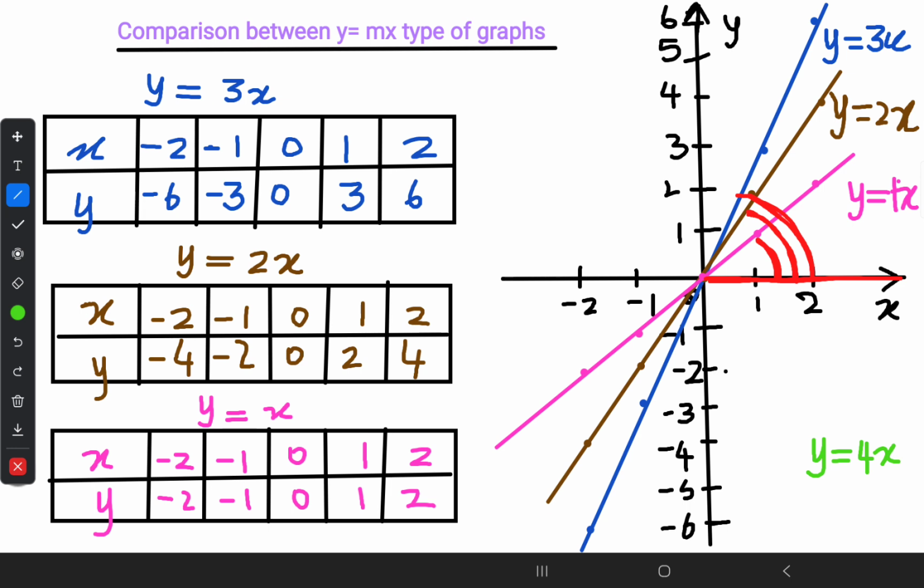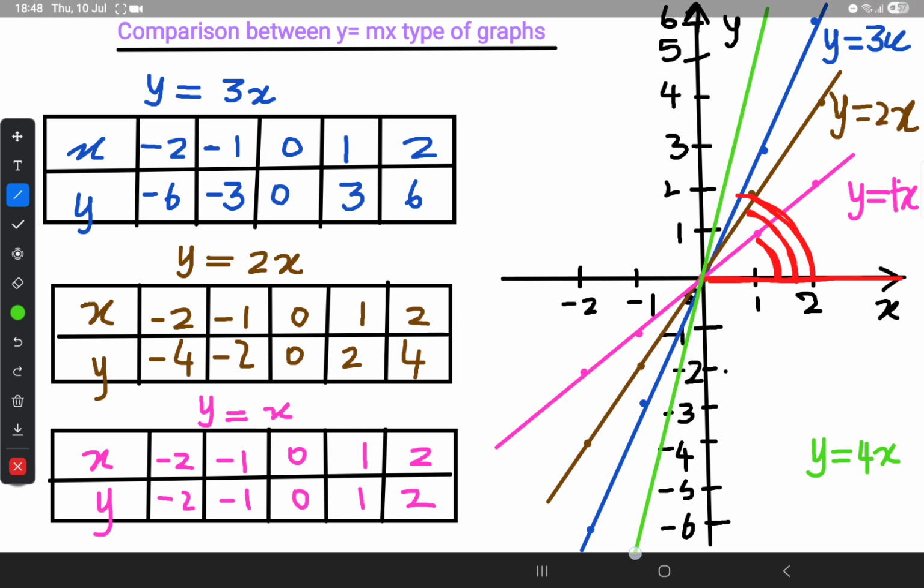Think about it. The gradient is greater than 3, so that slope should be situated somewhere here. We can identify that because when the gradient is increasing, the angle with respect to the x-axis positive region should also increase. So this is the thing you should understand while comparing y equals mx type graphs. If the gradient is increasing, the angle also increases. If the gradient is decreasing, the angle also decreases. That's what you should understand here.